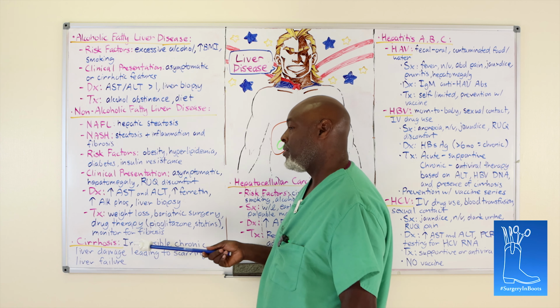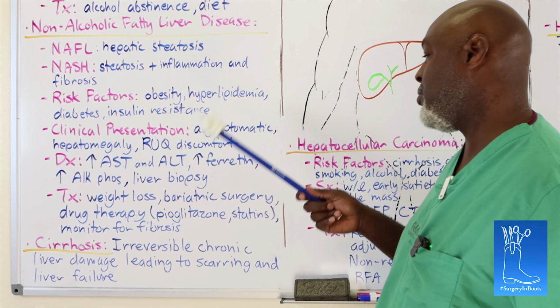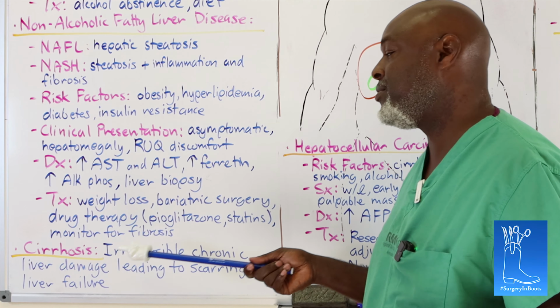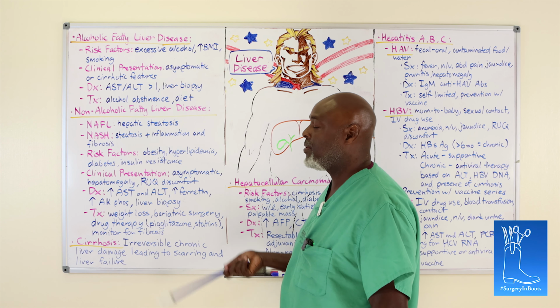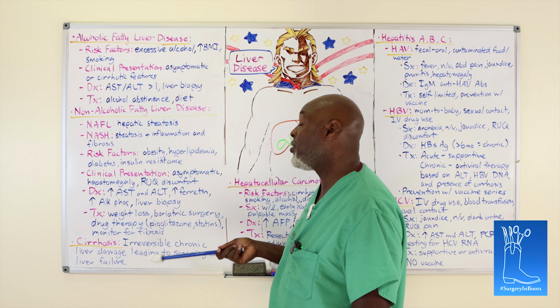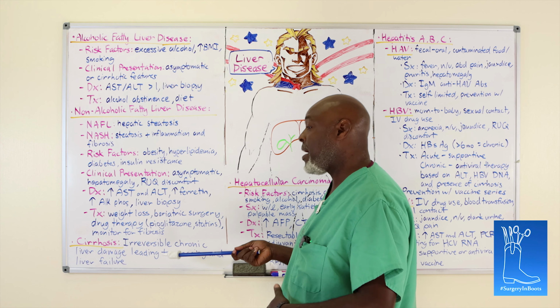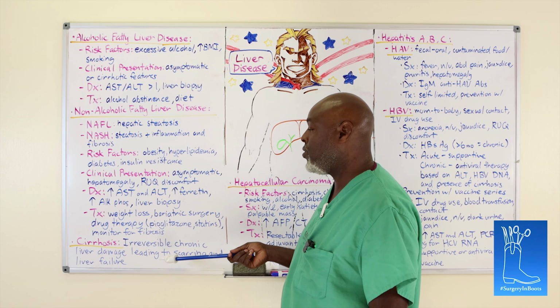Now, what you're trying to avoid: cirrhosis, irreversible chronic liver damage leading to scarring of the portal triad, which results in liver failure. These are the patients that have portal hypertension. They have a 25% morbidity mortality if they're early cirrhotic from an elective surgery. These are the patients that have caput medusae. They have all of those findings that you see and talk about in medical school.